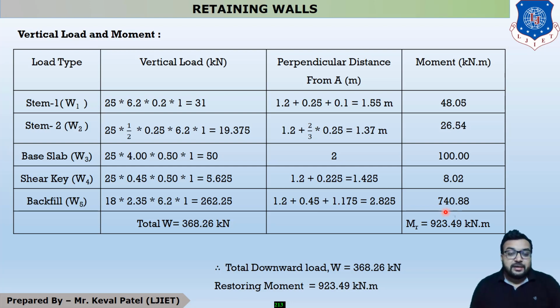So our final answer is 740.88. Now, what is the value of total self weight? Total self weight is the summation of all the 5 components, which is 368.26 kilonewton, and our total moment, which is called the resisting moment, is 923.49 kilonewton meter.